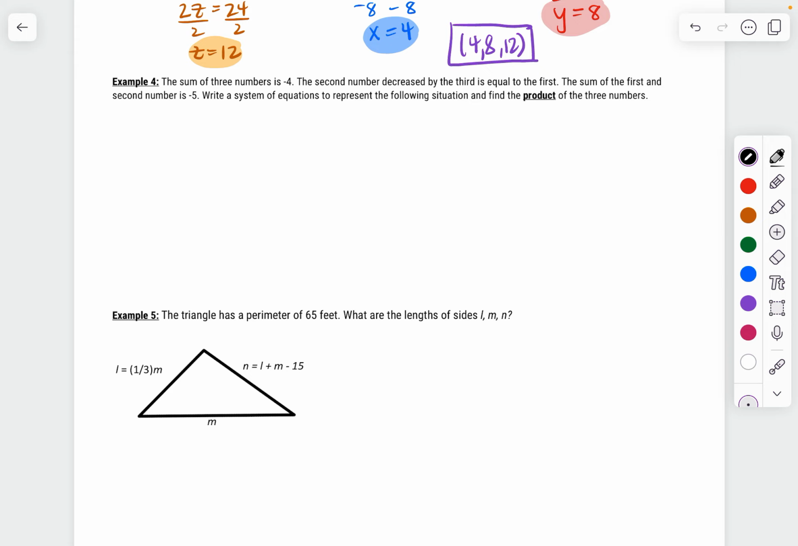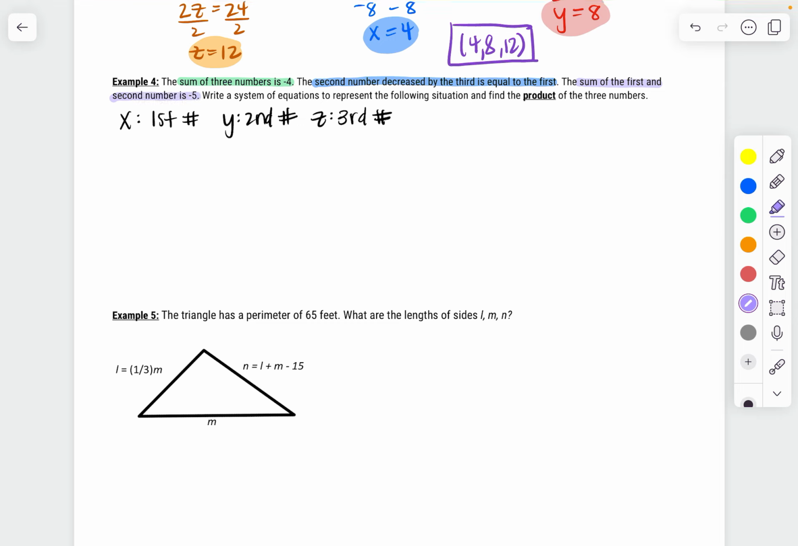So the first thing we're always going to do is define some variables. I'm going to call x my first number, y my second number, and z my third number. I do this by highlighting my big pieces of information. I know the sum of three numbers is -4. I know that the second number decreased by the third is equal to the first. And I know the sum of the first and the second number is -5.